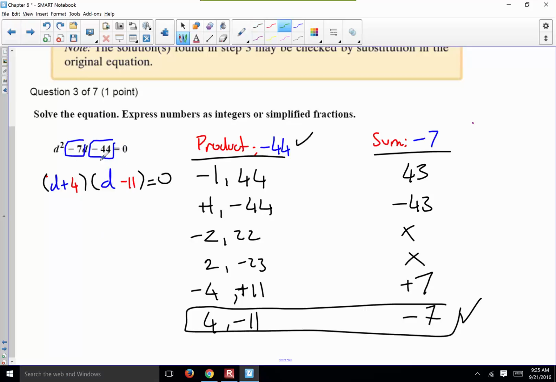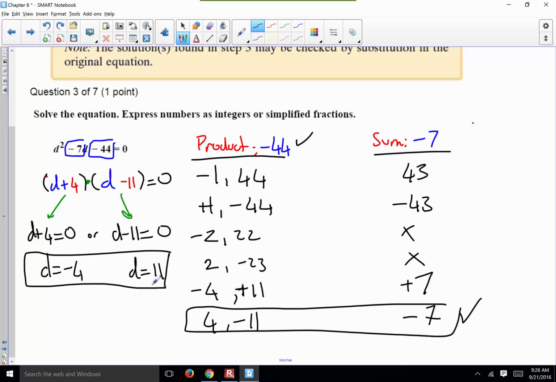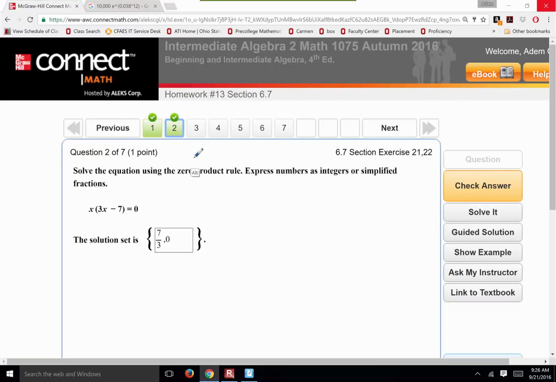Okay, next. You have product of 2 items, A and B, and set it into 0. And ZPR, zero product rule, says that if you have something set into 0 after multiplication, then you can break it into 2 parts, set each individual part into 0, and solve. This is going to be D equals negative 4, just opposite of these numbers. D equals 11, and all done. Okay? Make sense? Alright, let's proceed to the next one then.